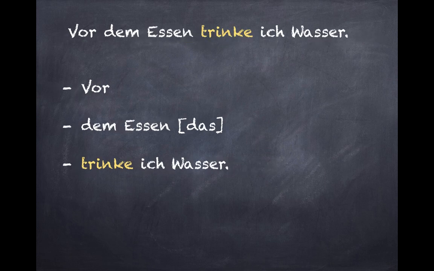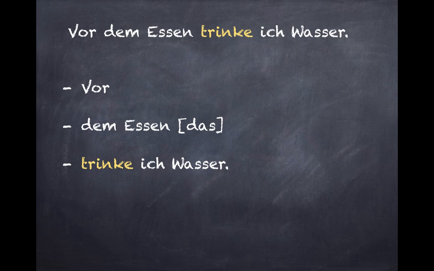Vor dem Essen trinke ich Wasser. In this sentence, Essen is a noun. You should know that we can make any verb a noun and use it. Such kinds of nouns have the article das. Before the food, I drink water. Before food, I drink water. You can also reverse it: I drink water before the food.